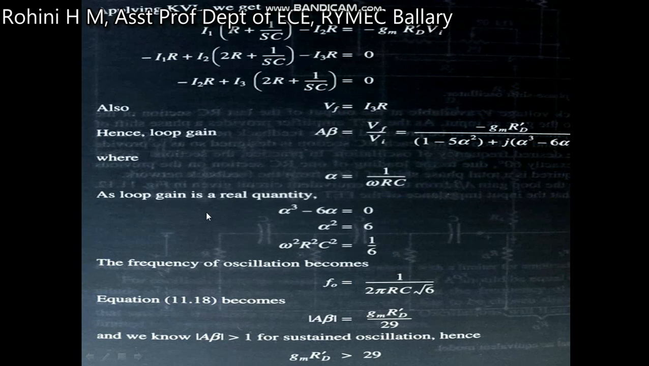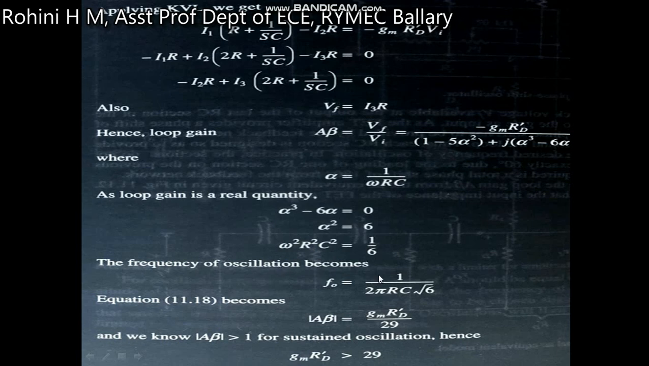As loop gain is a real quantity, and here we have expressed it in terms of imaginary terms, it is a complex quantity. As it is real, this imaginary term must be 0. The imaginary term is alpha cube minus 6 alpha, equated to 0. The alpha cancels, so alpha square is equal to 6. Alpha is 1 divided by omega RC. If we substitute that, omega square R square C square is equal to 1 by 6.